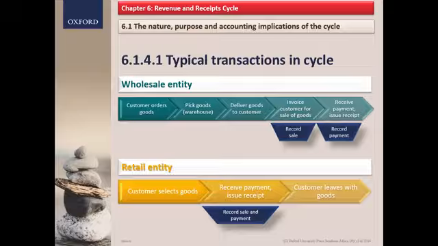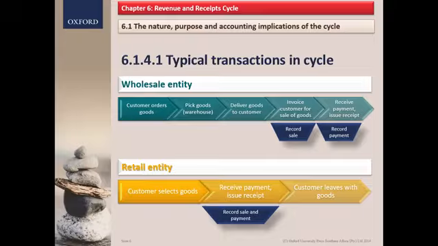Then the warehouse or the dispatch will do something called a delivery note, because goods now are delivered to the client. The client will look at the quantity of goods and the prices and sign to say, yes, we've received those goods, as evidence that they've received those goods.